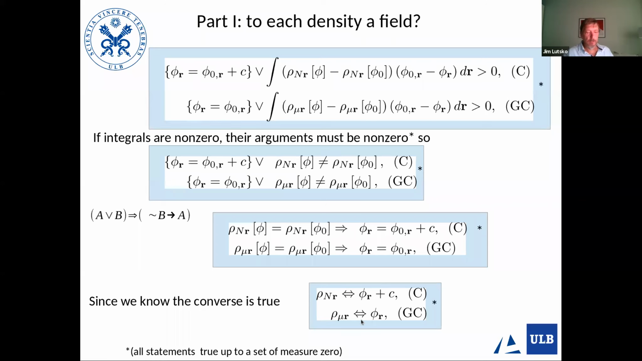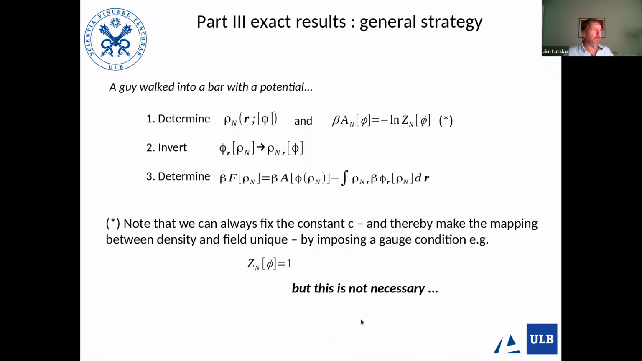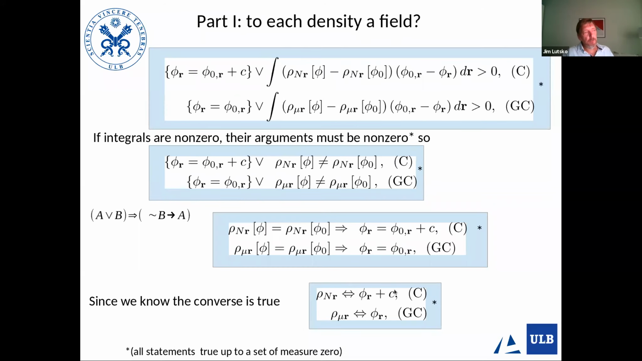You can even get rid of this constant if you impose a gauge condition. And what do I mean by a gauge condition? This constant lets you fix something in the problem. You could fix, for example, the minimum value of the potential, and say I only look at potentials in which the minimum is 0. In that case, the constant is fixed, and you have this one-to-one relationship between densities and fields.